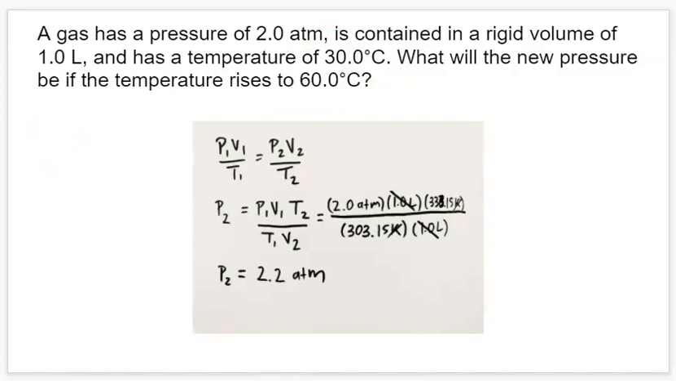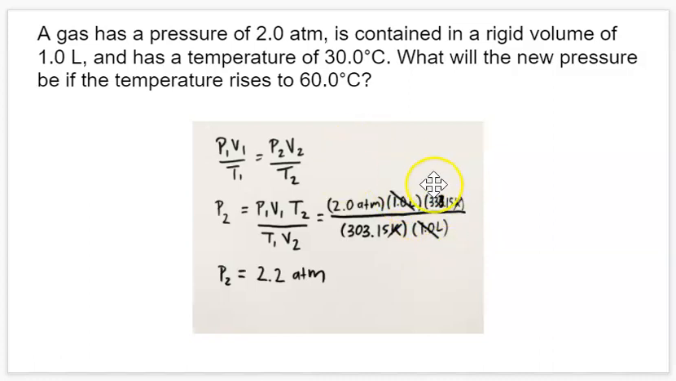So let's solve. I like to always solve this symbolically first. We want to know what P2 is, so I'm going to rearrange the equation to get P2 over here. P2 is going to be equal to P1 V1 T2 over T1 V2. Then I can plug things in. We have 2 atmospheres for our initial pressure, 1 liter for our initial volume. It's kind of hard to see here, but this is 333.15 Kelvin for our final temperature. Then divided by our initial temperature, which is 303.15 Kelvin. And then our final volume is 1 liter because the volume did not change. So those instantly get canceled out.